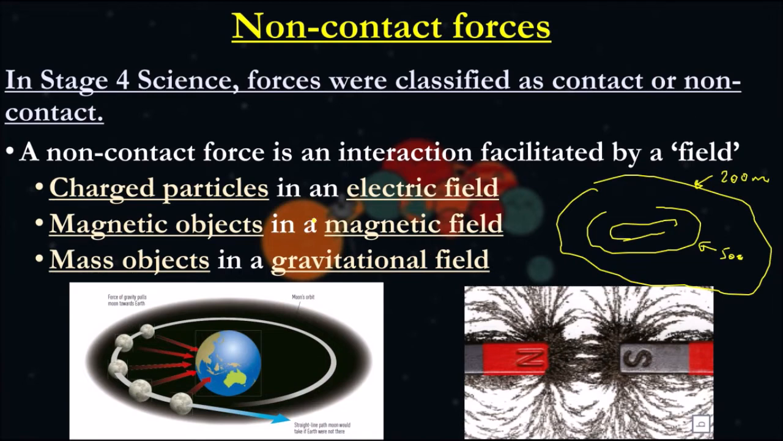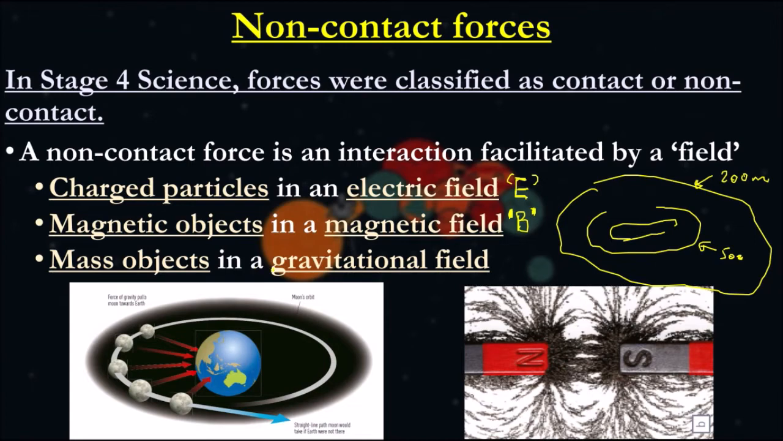There are three types of fields that we would talk about. One is the electric field, where we talk about the interaction with charged particles. If you recall, the symbol for electric field strength is E. We talk about magnetic fields with magnetic objects. We don't talk about this one here, but it uses capital B as the symbol. That comes in module 6 when we look at electromagnetism.